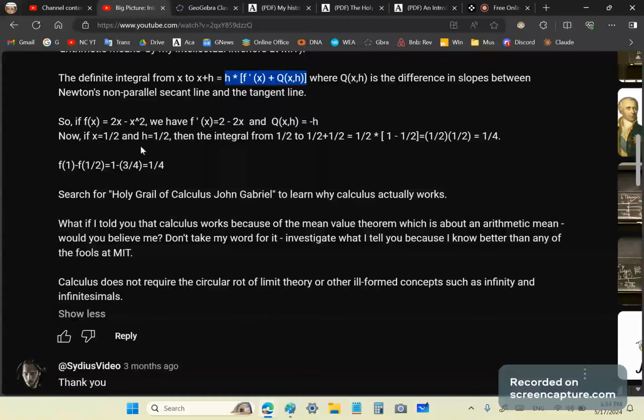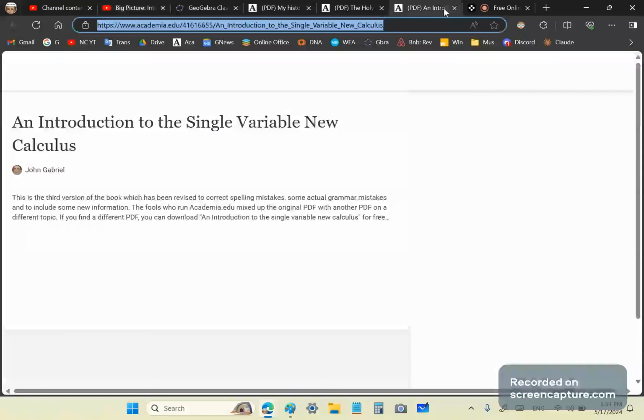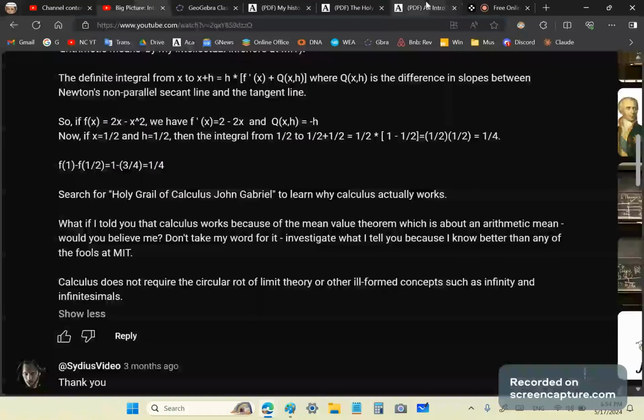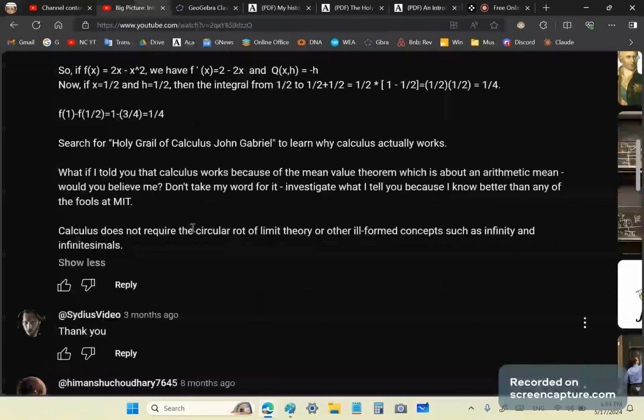And where was the Holy Grail realized from? It was realized from the new calculus, which I'll place a link to, this article, to this book. It's actually a free book. You can download all of these. So what if I told you that calculus works because of the mean value theorem, which is about an arithmetic mean? Would you believe me?